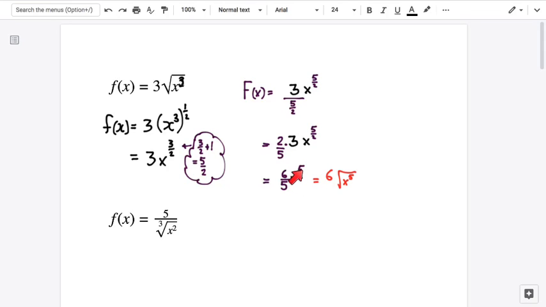Again, if we want to put this back the way we found it, I had 3 times a radical expression, so now I'm going to have 6/5 times a different radical expression. 2 is still the root, and 5 this time is the power, so this is 6/5 square root of x to the 5th power. You can simplify that further, but we won't worry about that today.